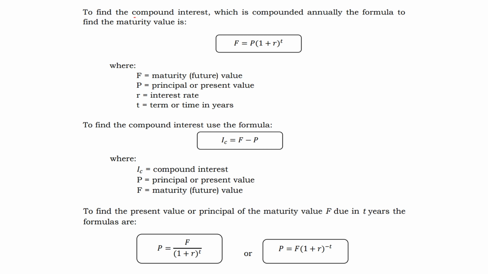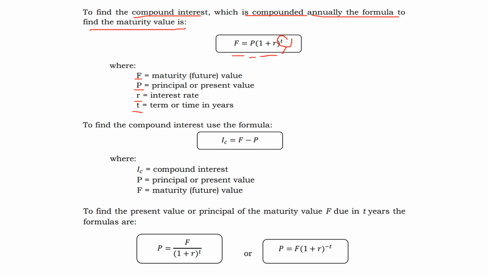So to find the compound interest, which is compounded annually, the formula to find the maturity value is this one. F is equal to P multiplied by (1 + R) raised to T. T here is the exponent to whatever the resulting value between 1 and R, or rate of interest, wherein F is the maturity or future value, P is the principal or present value, R is the interest rate, and T is the term or time in terms of years. Still, it should be in terms of years.